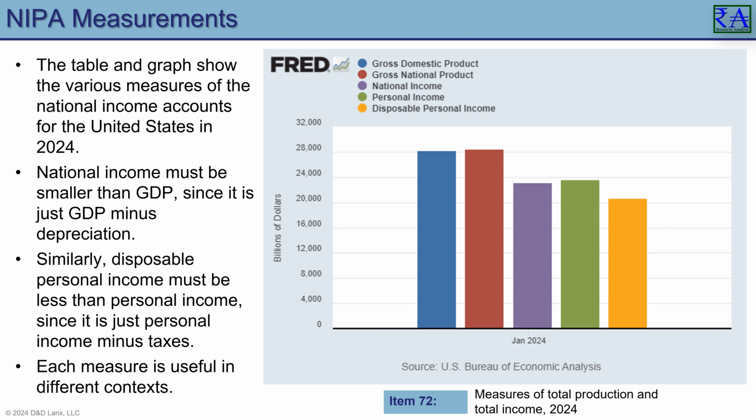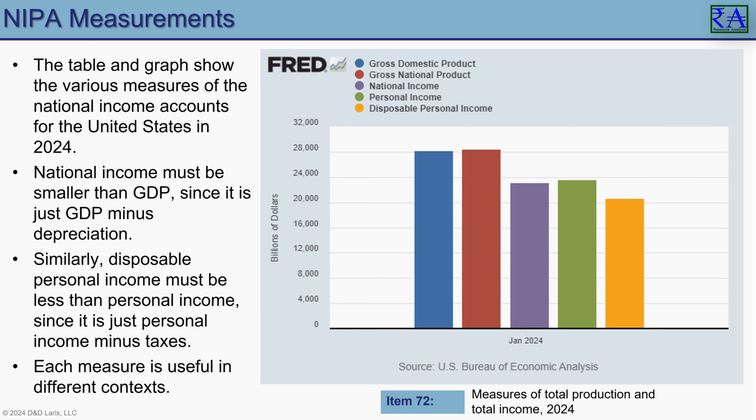As we progress through these chart components, we recognize GDP as larger than gross national product, since GNP is GDP less depreciation. National income is more than personal income, which is larger than disposable personal income. Each measure shows the distribution of production and income through the economy, from the national government to households.